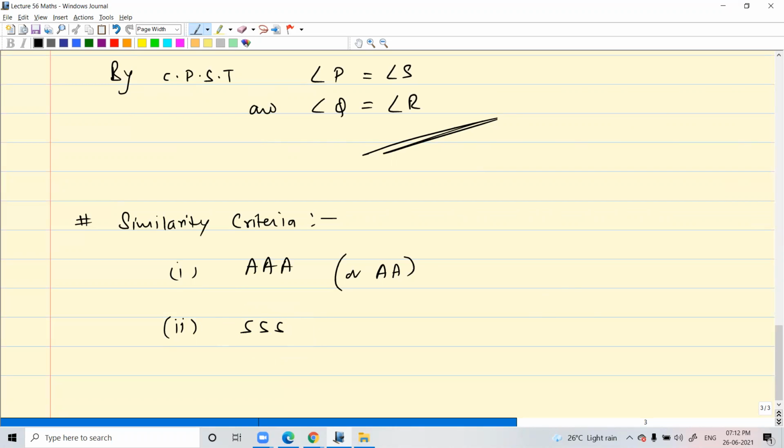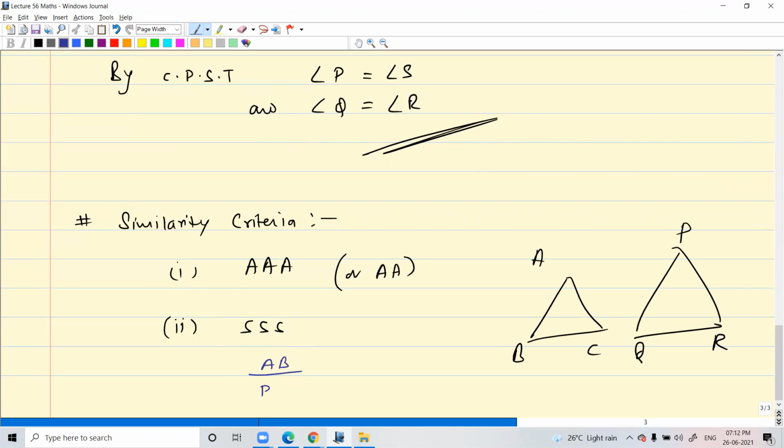So what that means is if you have triangles, let's say this is A, B, C, and this is P, Q, and R. If the sides are in corresponding ratio, meaning AB by PQ is equal to AC by PR, and the third side is also in the same ratio, that is BC by QR, all these three ratios are equal, only then we can use the SSS condition.